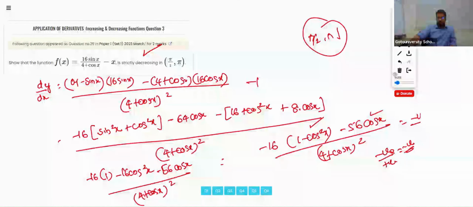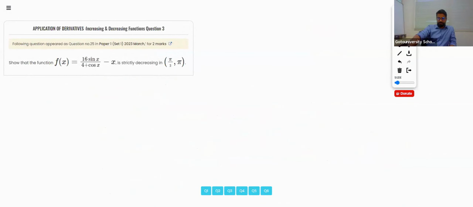So let me go to one last question in this. Then we can go to the next part and the last part of this section, which is maxima and minima.